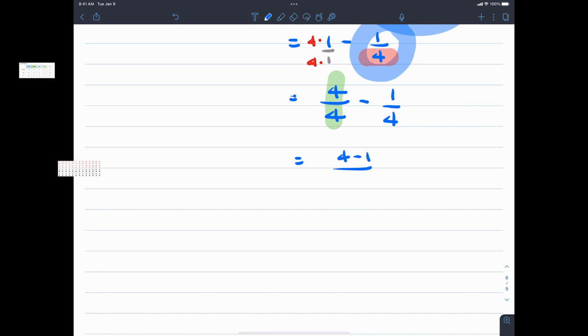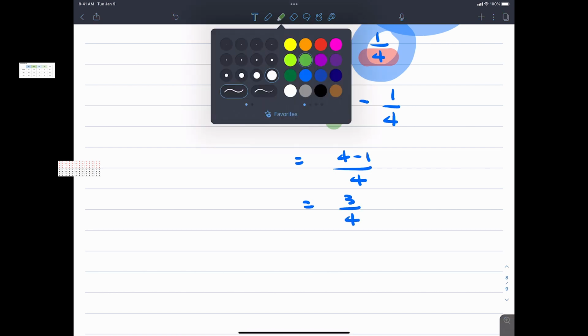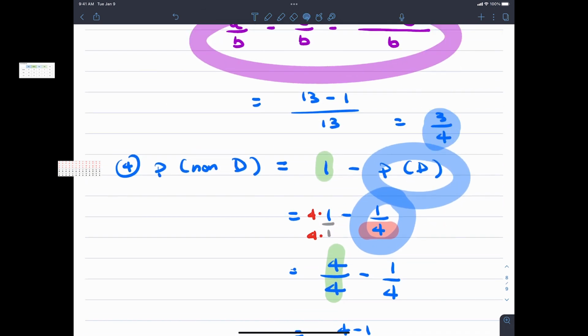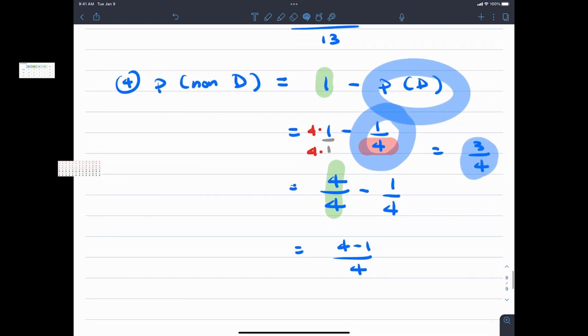I have no idea. What's 4 minus 1? What does that give you? 3/4, ladies and gentlemen. What do you guys get? 3/4. Just to let you guys know, that's the deal. That's pretty nice. Doing a little bit of arithmetic, not even much.